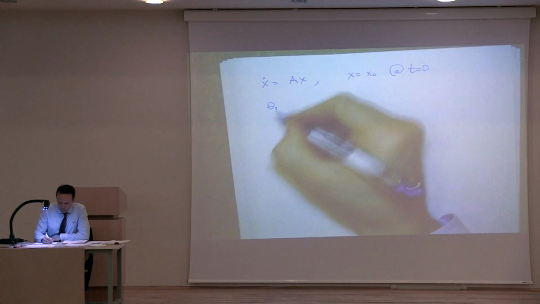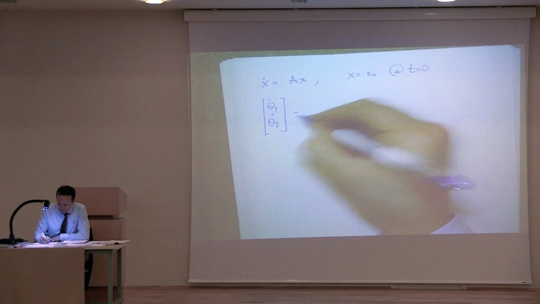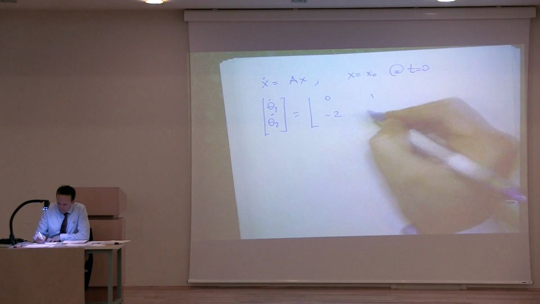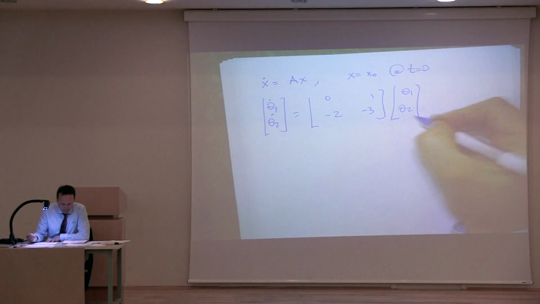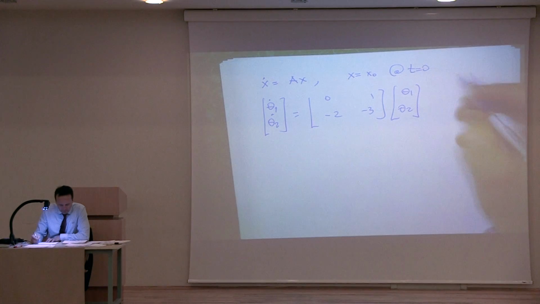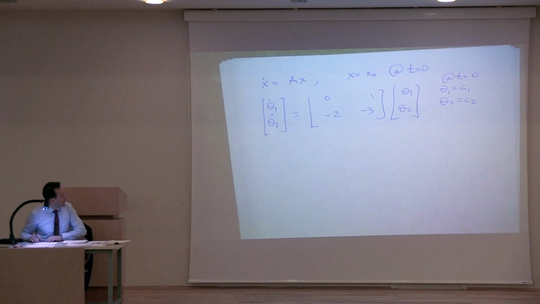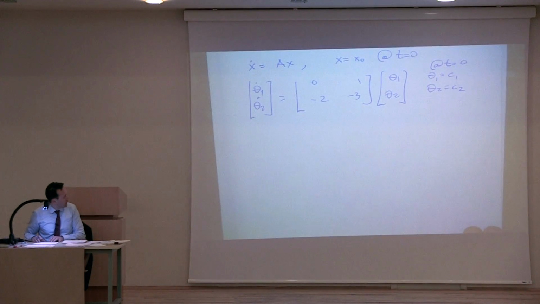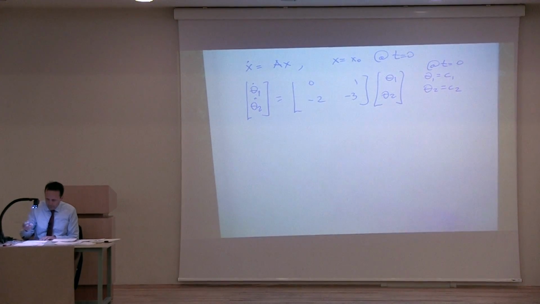In fact, we had this one, theta 1 dot and theta 2 dot. Let's make it an example. And let's say we want theta 1 equal to C1 at t equal to 0, and theta 2 equal to C2 at t equal to 0. Now the question is, can we find theta 1 and theta 2 as a function of time?